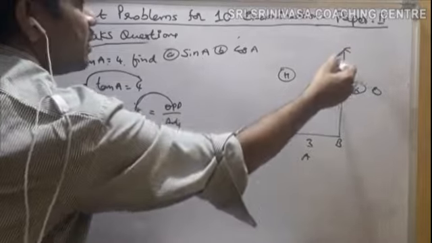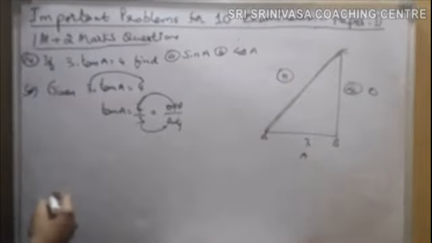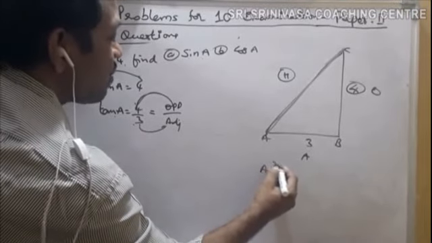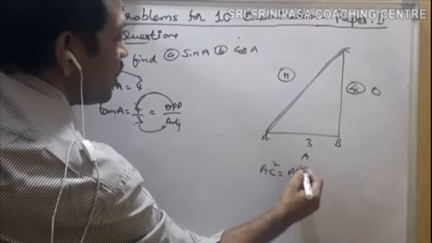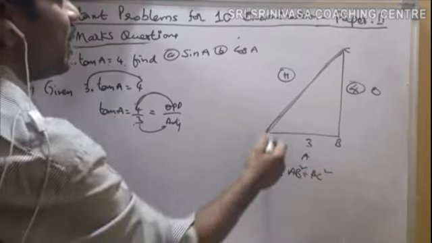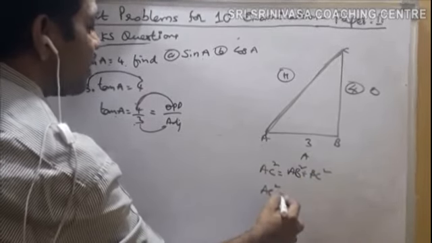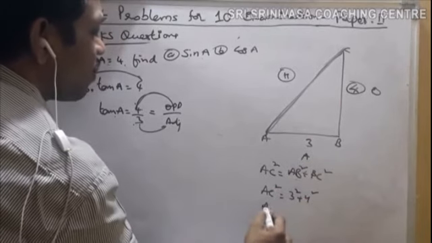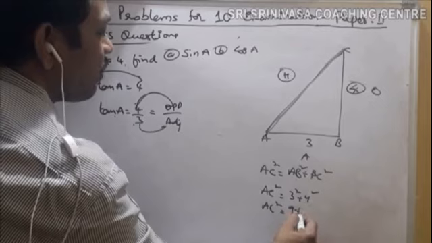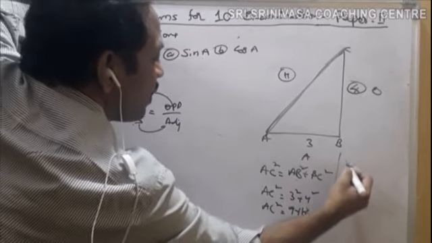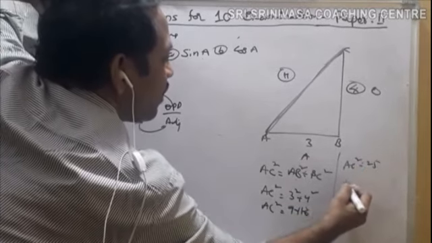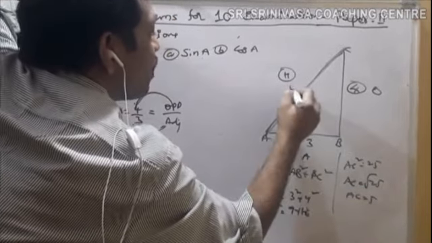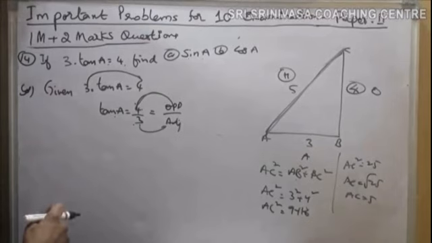Let us go for the third side. So how to find the third side? We'll use Pythagoras theorem to find the third side. The Pythagoras theorem says AC square equal to AB square plus BC square. Here AC, we don't know AC, let me take AC as it is. AB is 3, so 3 square plus 4 square. So AC square equal to 9 plus 16. So AC square equal to 25. AC equal to root 25. AC equal to 5. So our hypotenuse side is 5.